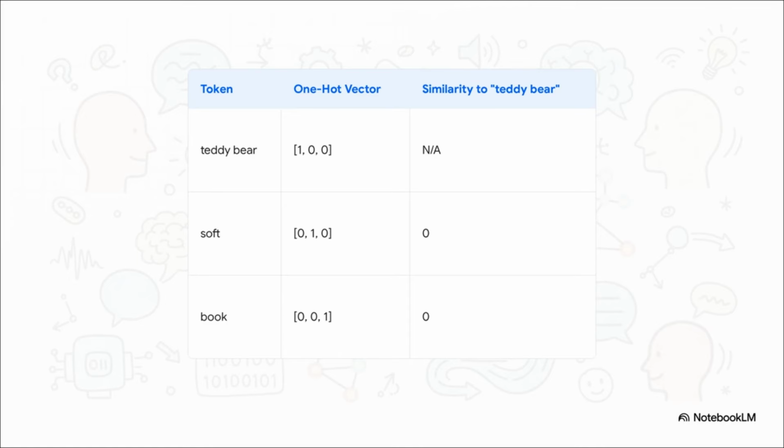And this is where that idea totally falls apart. Because of how the math works, the similarity between Teddy and bear is 0, but the similarity between Teddy and book is also 0. As far as the model is concerned, a teddy bear is just as unrelated to a bear as it is to a book, which is useless.